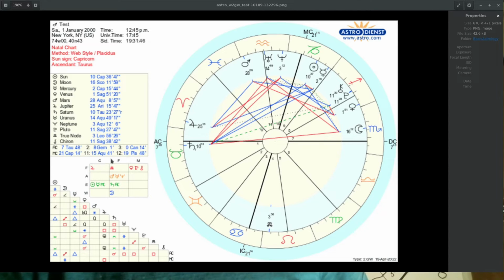We have cardinal, fixed, mutable, fire, earth, air, water, and it tells you what sign the planets are in based on the elements and the cardinal, fixed, mutable. Also gives you the birth time of 12:45 p.m.